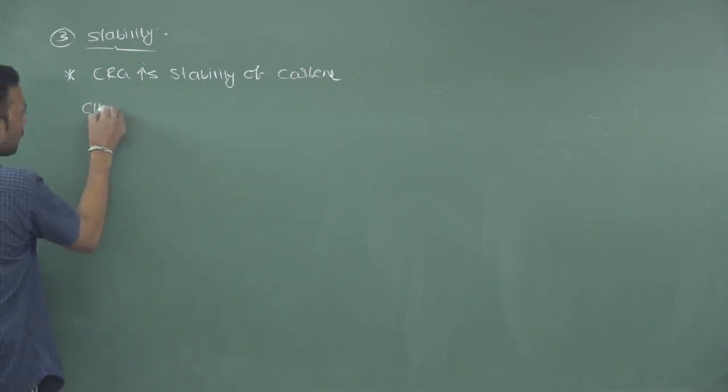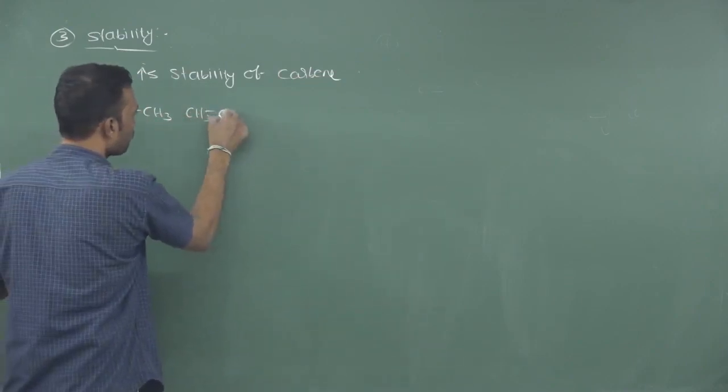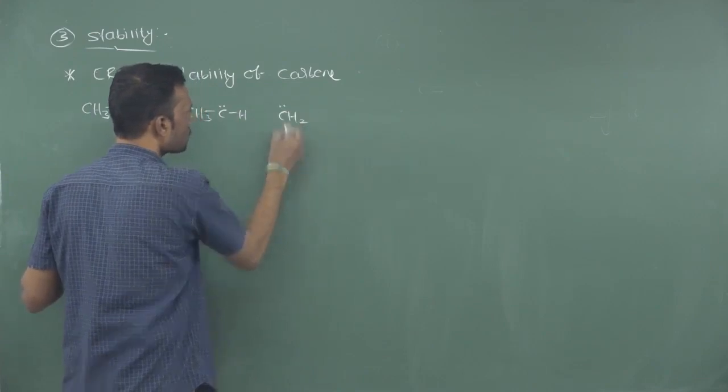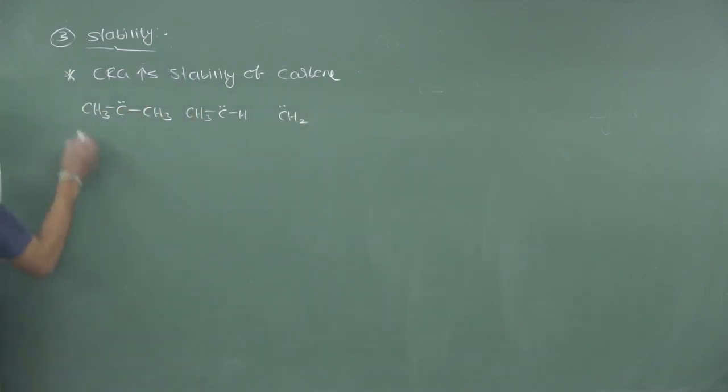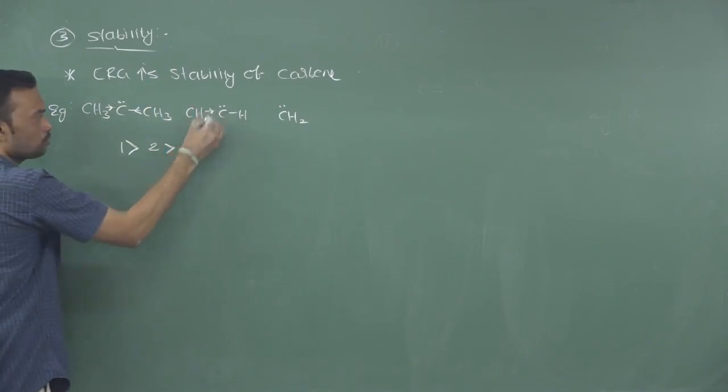Suppose I take a carbene with two methyl groups here. Now I am writing a carbene with only one methyl, and a carbene with two hydrogens. Which is more stable? In this example, the first one is more stable than the second and third. Why? Because here two methyls are releasing groups, and here only one methyl is a releasing group.